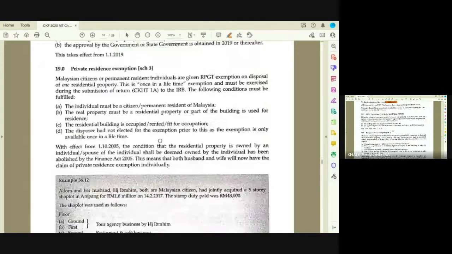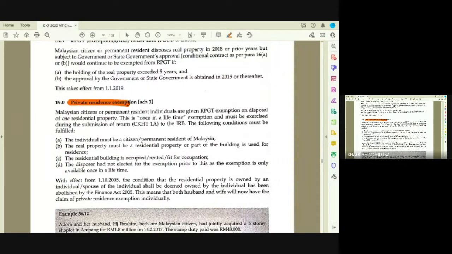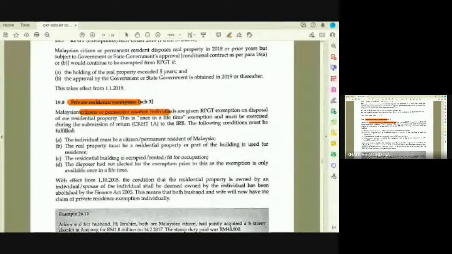exemption, private residence. Okay, private residence here, it's important for you to know that every individual, in this case citizen or permanent resident, is given a one-time exemption. So if you have one property, upon disposal of that one property, you can claim for exemption, because every individual, citizen or permanent resident, is given exemption on one property, and this exemption is given once in a lifetime. Right, so you have to choose which property you want to opt for the exemption.